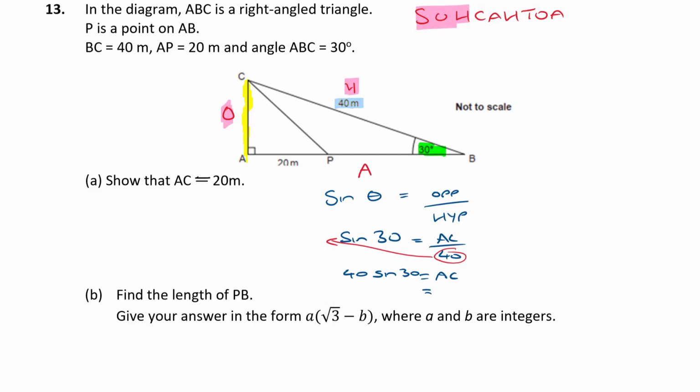So I'm going to replace sine 30 from my knowledge bank of sines and cosines that I need to remember and sub it in. So 40 times a half is equal to AC, so that makes AC equal to 20 as required.